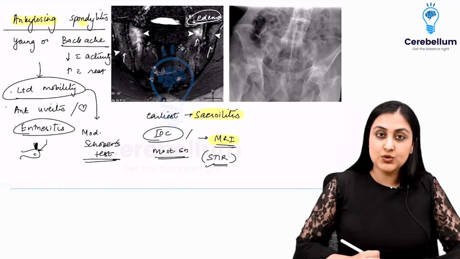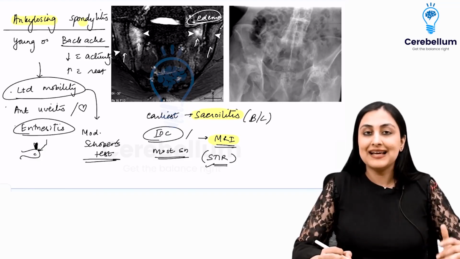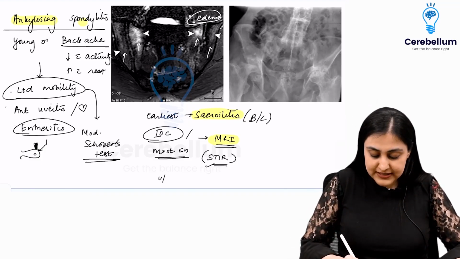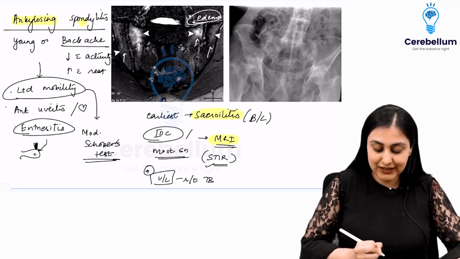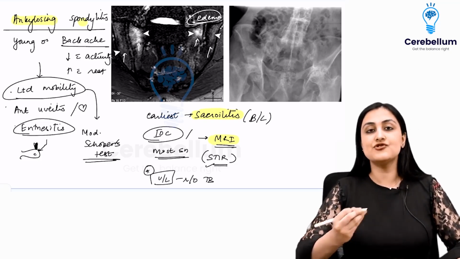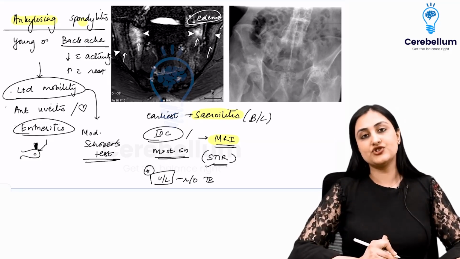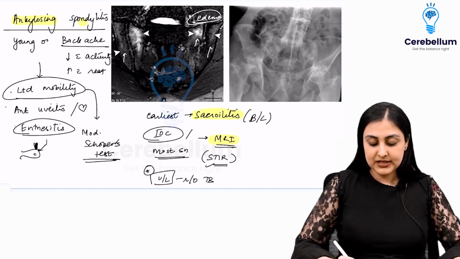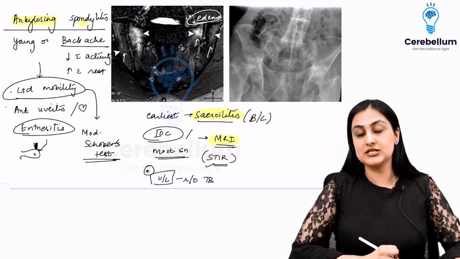So for ankylosing spondylitis, bilateral asymmetrical sacroiliitis is the rule. If you see unilateral sacroiliitis, do rule out tuberculosis. Okay, so this is just one differential, that if there is unilateral sacroiliitis, one differential to consider is tuberculosis. Okay, so this is how it starts with sacroiliitis.